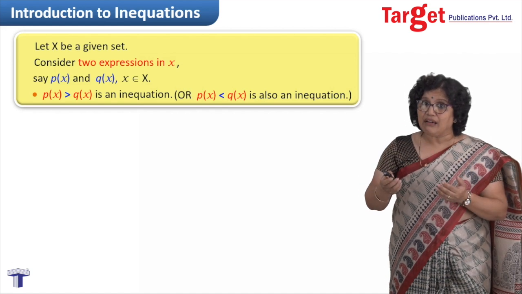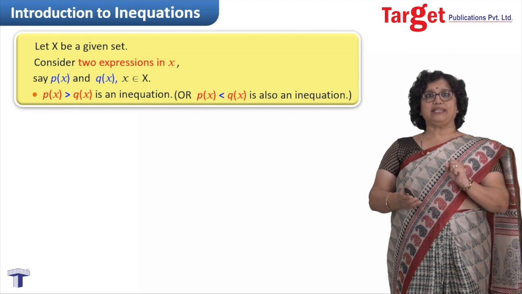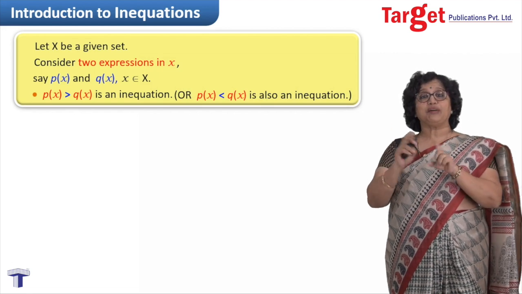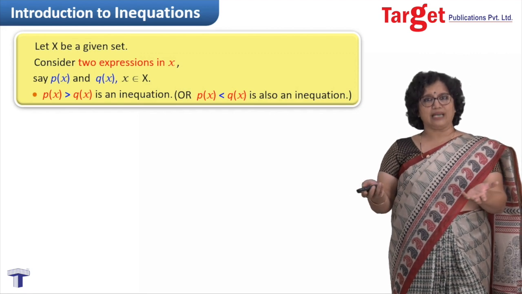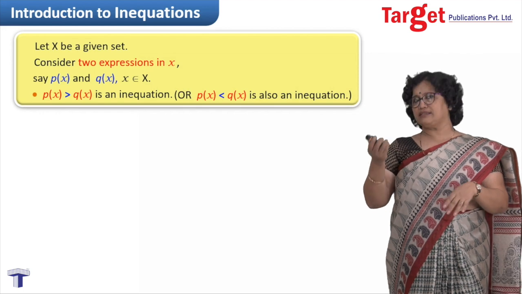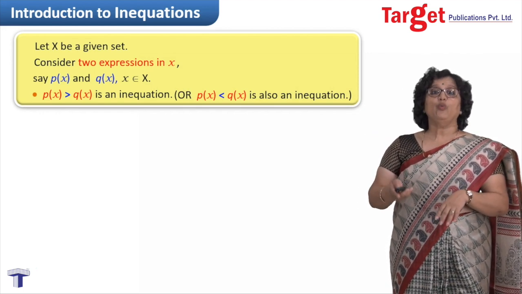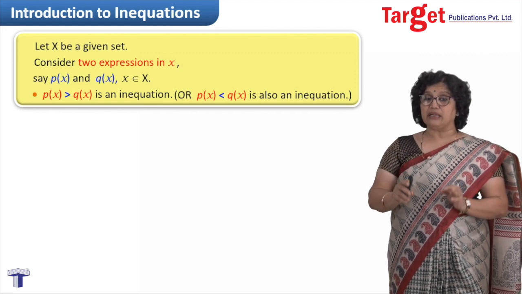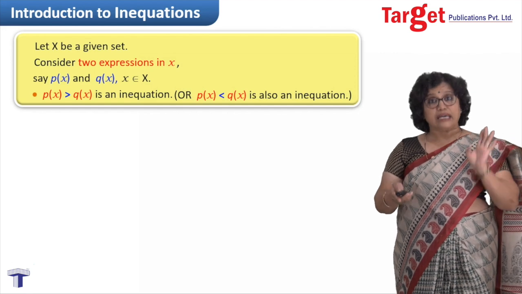Now, can we extend the same idea for an inequation? That may not be the case, because there the two sides were becoming identical. Here, there is no question of the two sides becoming identical. One side would always remain greater and the other would always remain less. So, we will have to redefine here the solution of an inequation. It will not be the same as the solution of an equation.